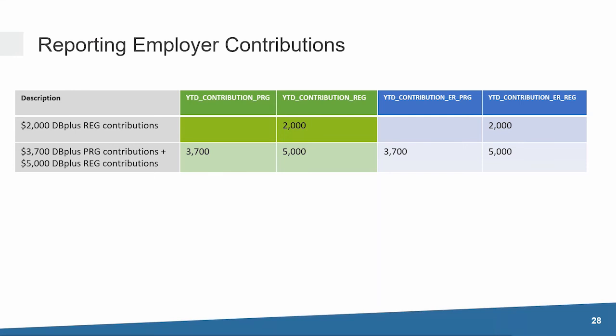The first example represents a member who has DB Plus regular contributions for the year. As employee and employer contribution rates are dependent on your participation agreement, please ensure to report contributions accordingly. The second example is for a member who is on a pregnancy leave and returns to active status later in the year. As you can see, contributions are allocated to their respective columns.